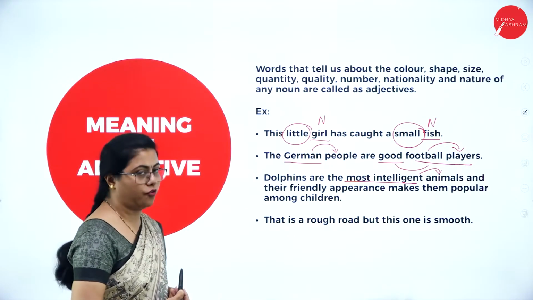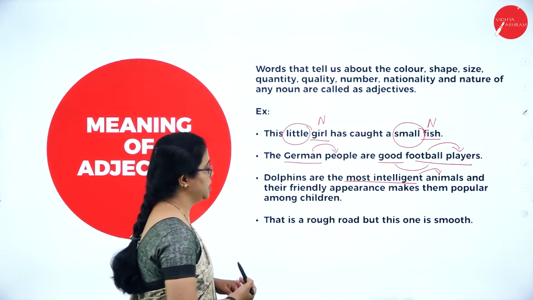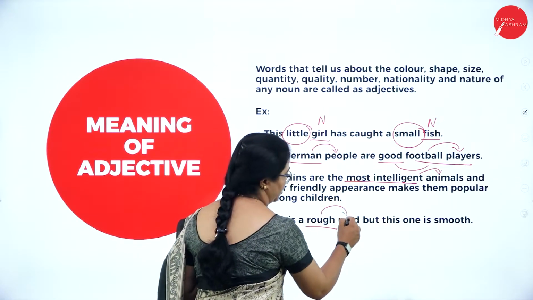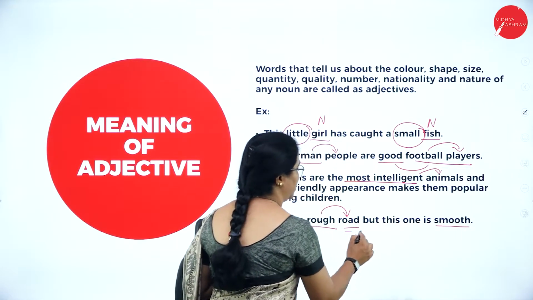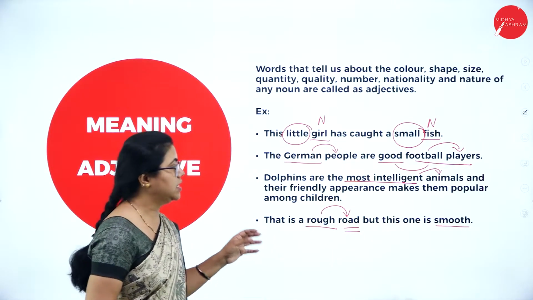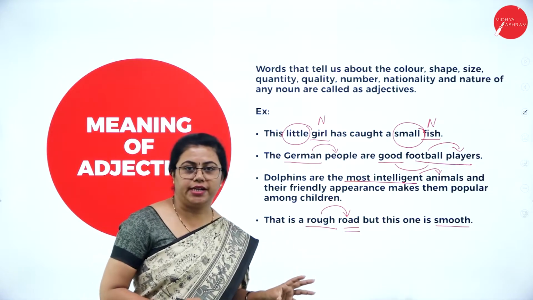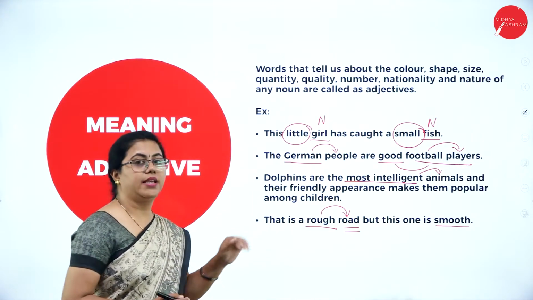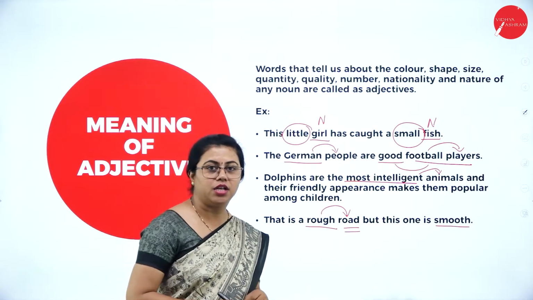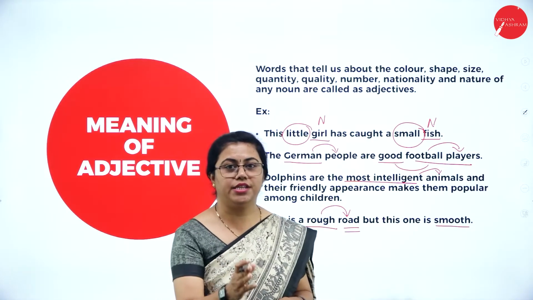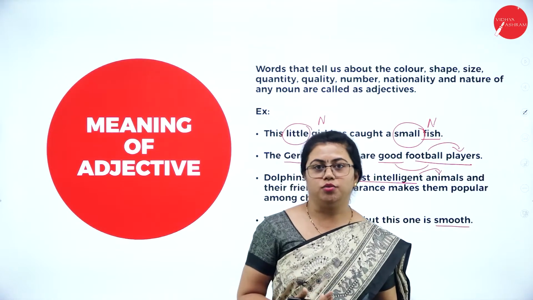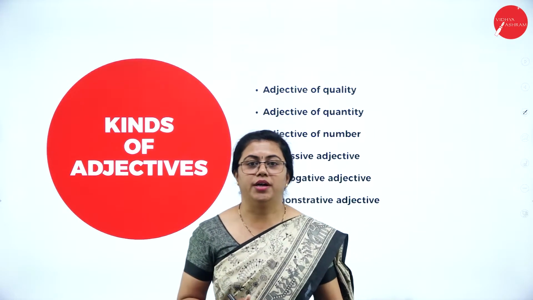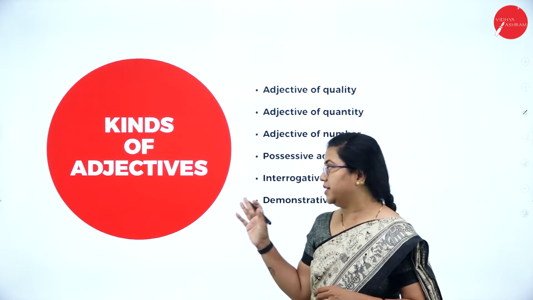That is a rough road, but this one is smooth. Rough is describing the word road and smooth is also describing the word road. These are a few examples of adjectives that you can see in the example sentences given here. So you know what an adjective is? Adjectives are describing words. They describe nouns. Fine.